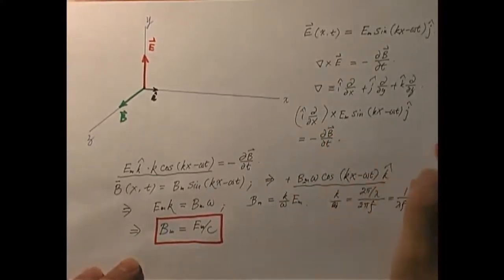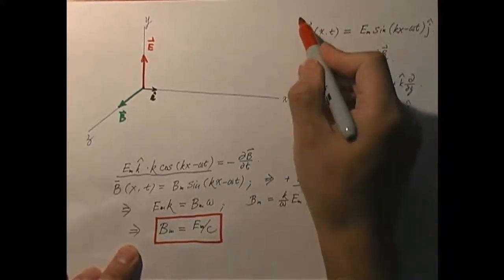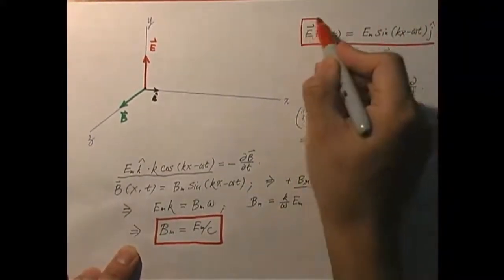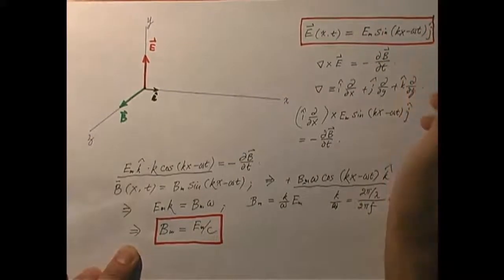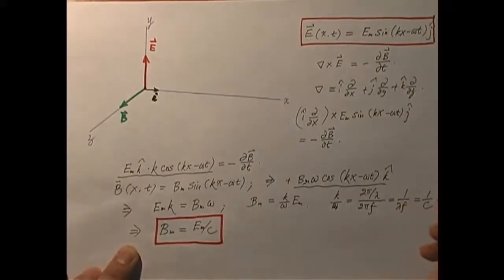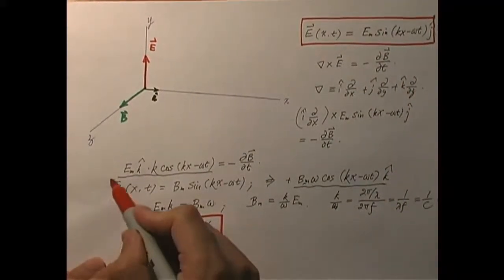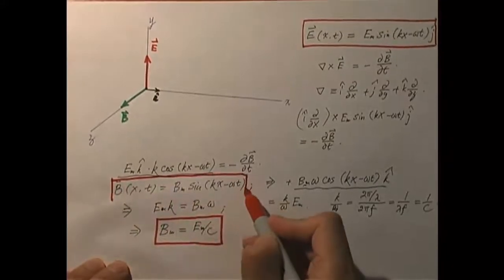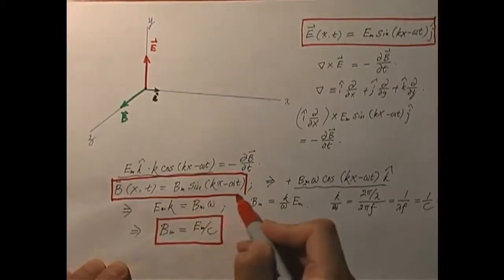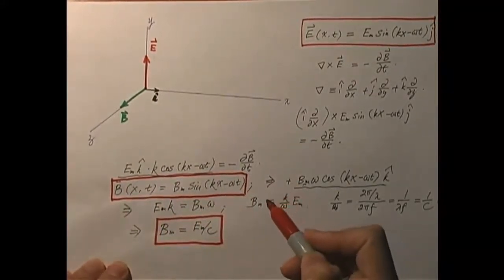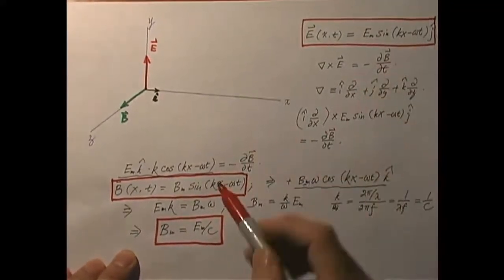But let's box these results, B and E. Okay, again, there is no phase difference between the electric and magnetic components of the electromagnetic wave. Okay, you see they have exactly the same phase.